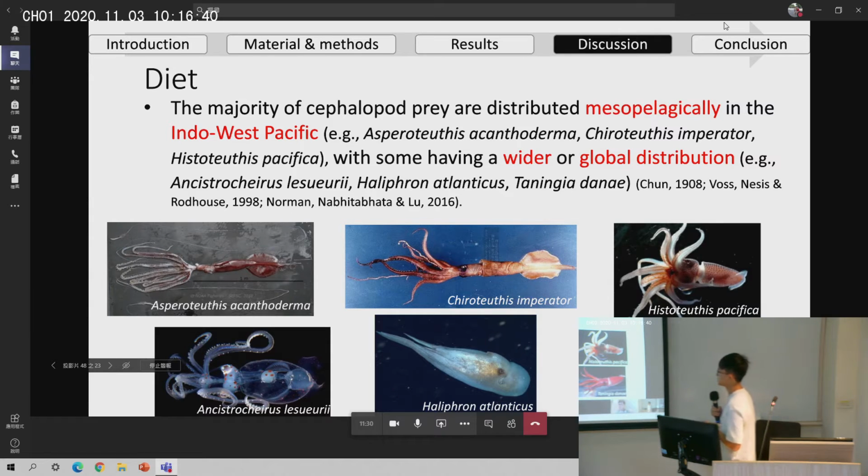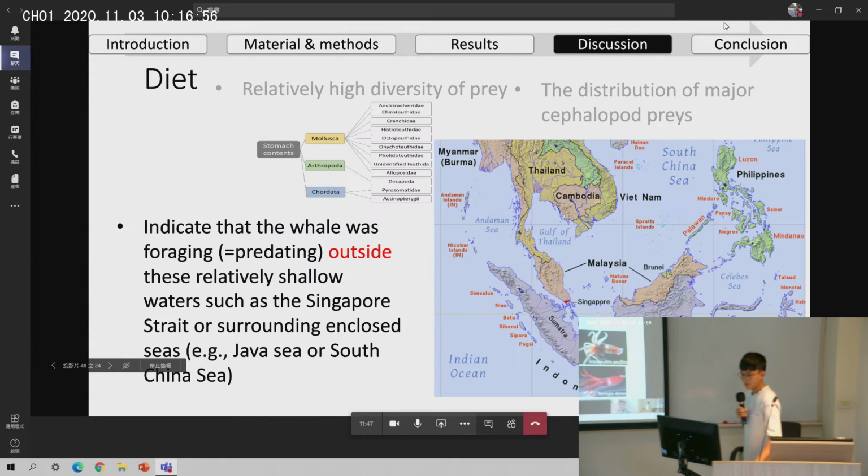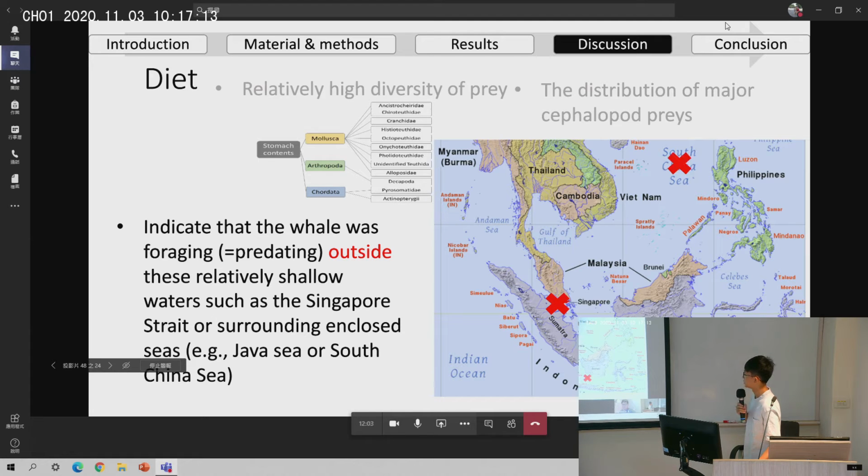And the discussion: the majority of cephalopods are distributed mesopelagically in the West Pacific, like the top 3 species, with some having a wider or global distribution, like the lower 3 species. So we got the result, and we indicate the whale was found outside these relatively shallow waters, such as the Singapore Strait or surrounding enclosed seas like the Java Sea or South China Sea.